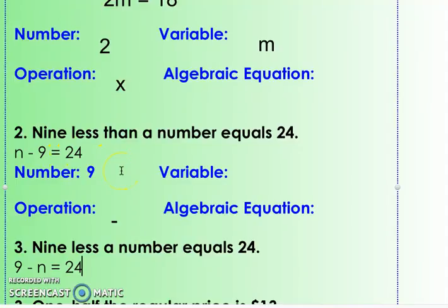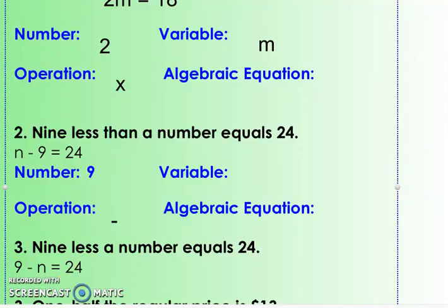This is a completely different equation than this one. So pay close attention to that. If it says less than, put the number second. So the 9 would come second. If it just says less, then you just write it in the order in which it's written. So it'd be 9 minus your missing number equals 24.